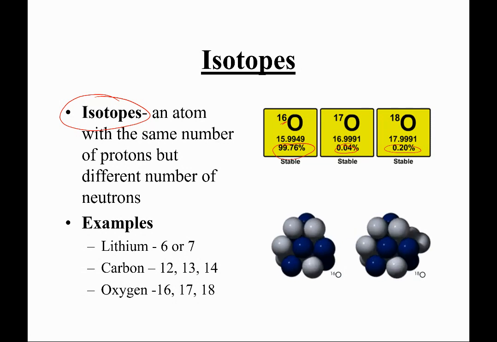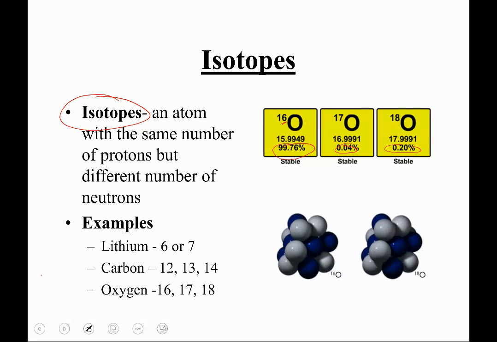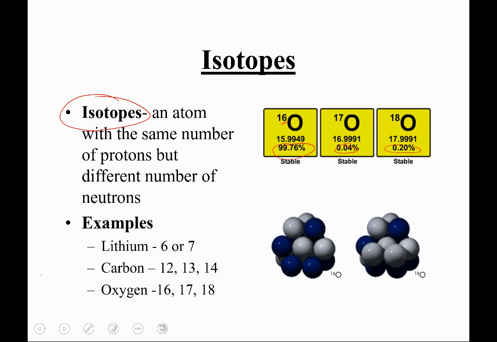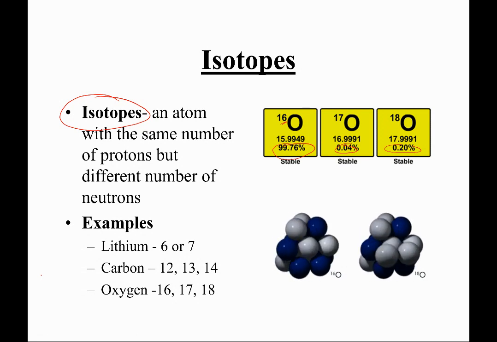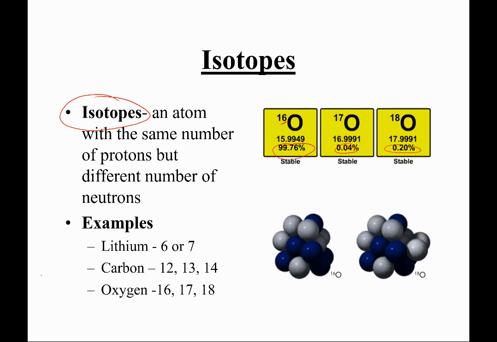Carbon can exist with a mass number of 12, 13, or 14. Oxygen can be 16, 17, or 18. Lithium can be 6 or 7. And there's lots of examples of these right across the periodic table, okay? The mass number that you see on the periodic table refers to the most common isotope.